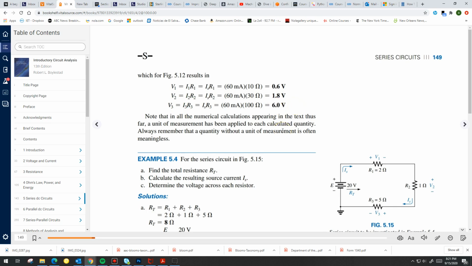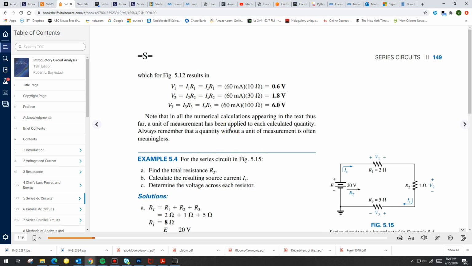So if you notice, all the numerical calculations have been applied to each calculated quantity. Always remember that a quantity without a unit of measurement is meaningless. You have to have units. Units are critical. Okay, without units, the quantity doesn't mean anything.